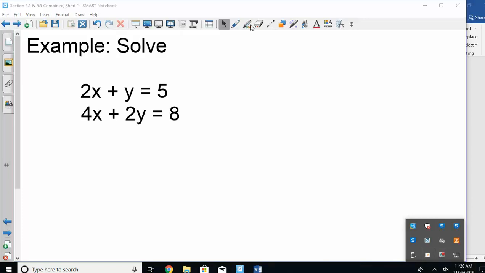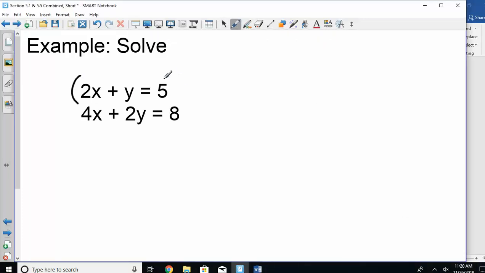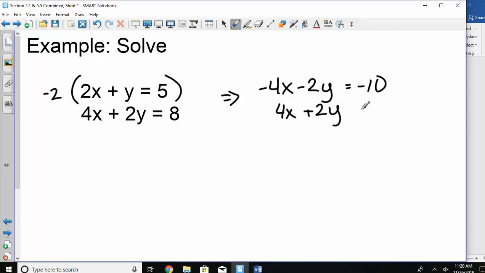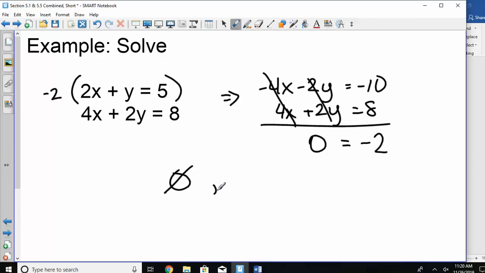What did you multiply by? -2 on the top. So -4x minus 2y equals -10. Positive 4x plus 2y equals 8. Add those together, x and y cancel, so we have 0 equals -2. What does that mean? No solution, and what do I want you to write with that?